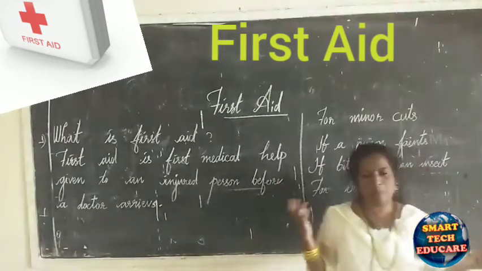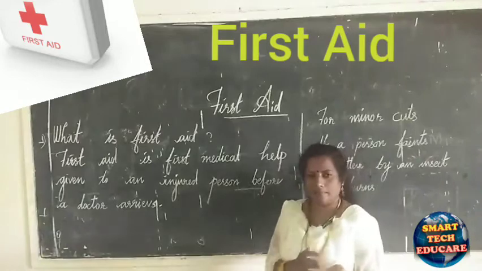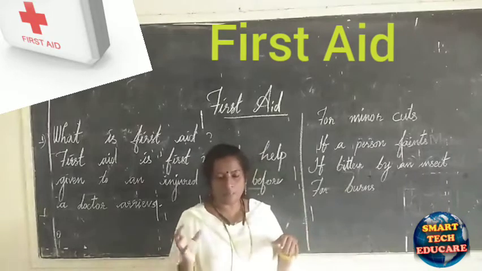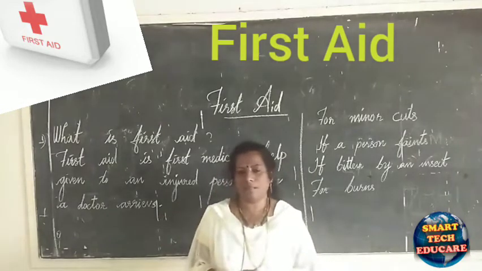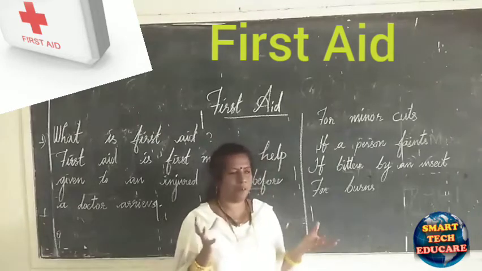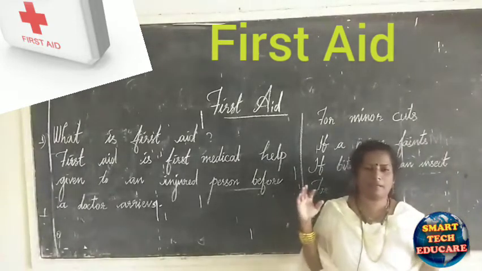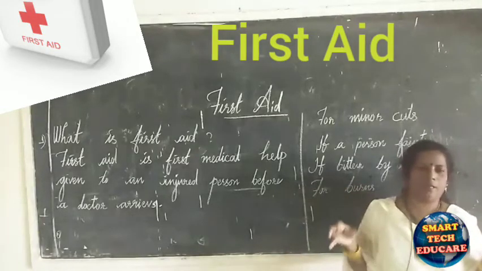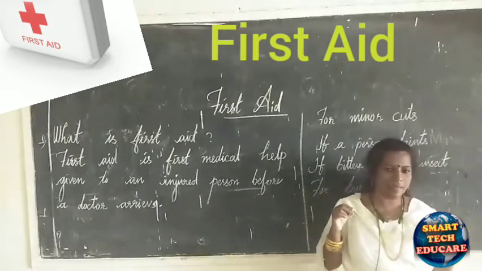See, suppose one person falls down and gets a cut in his leg. What will we do? We will wash his cut or wound with good water, and we can use some lotions. Then we will tie the wound so that there is no more bleeding. Then we have to take the patient to a doctor. So what we did for the injured person in the beginning is called first aid. Is it clear, children? Yeah.